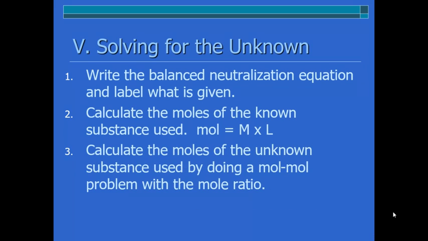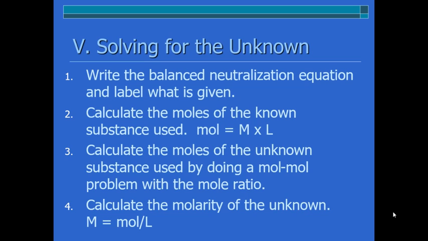Then we're going to calculate the moles of the unknown by doing a mole to mole problem with the mole ratio. That's chapter 9. That's stoichiometry. So we've already looked at 3 chapters' worth of review just in one problem so far. But real simple, mole to mole was just the one-step stoichiometry problem using the coefficients. Calculate the moles of the unknown, just changing the substance.